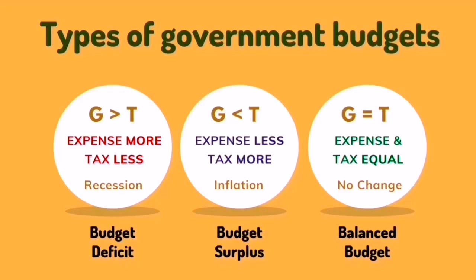Next, budget surplus is where tax revenue exceeds government expenditure. The surplus budget will be adopted by the government to overcome inflation. It can be done by raising the tax or reducing the government expenditure.